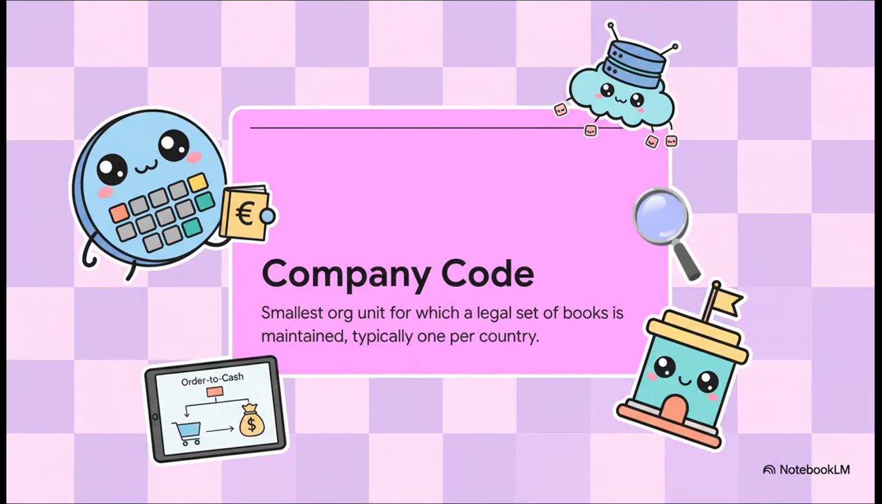Okay, let's go one level down. Now we have the company code. And this is a really important one. A company code is basically a legally separate business. It's a part of the company that has to create its own official financial reports, balance sheets, income statements for things like taxes. So for a global company, it's pretty simple. You'd usually have one company code for each country. So for our example, Global Bike Inc. would be the company code for the United States.